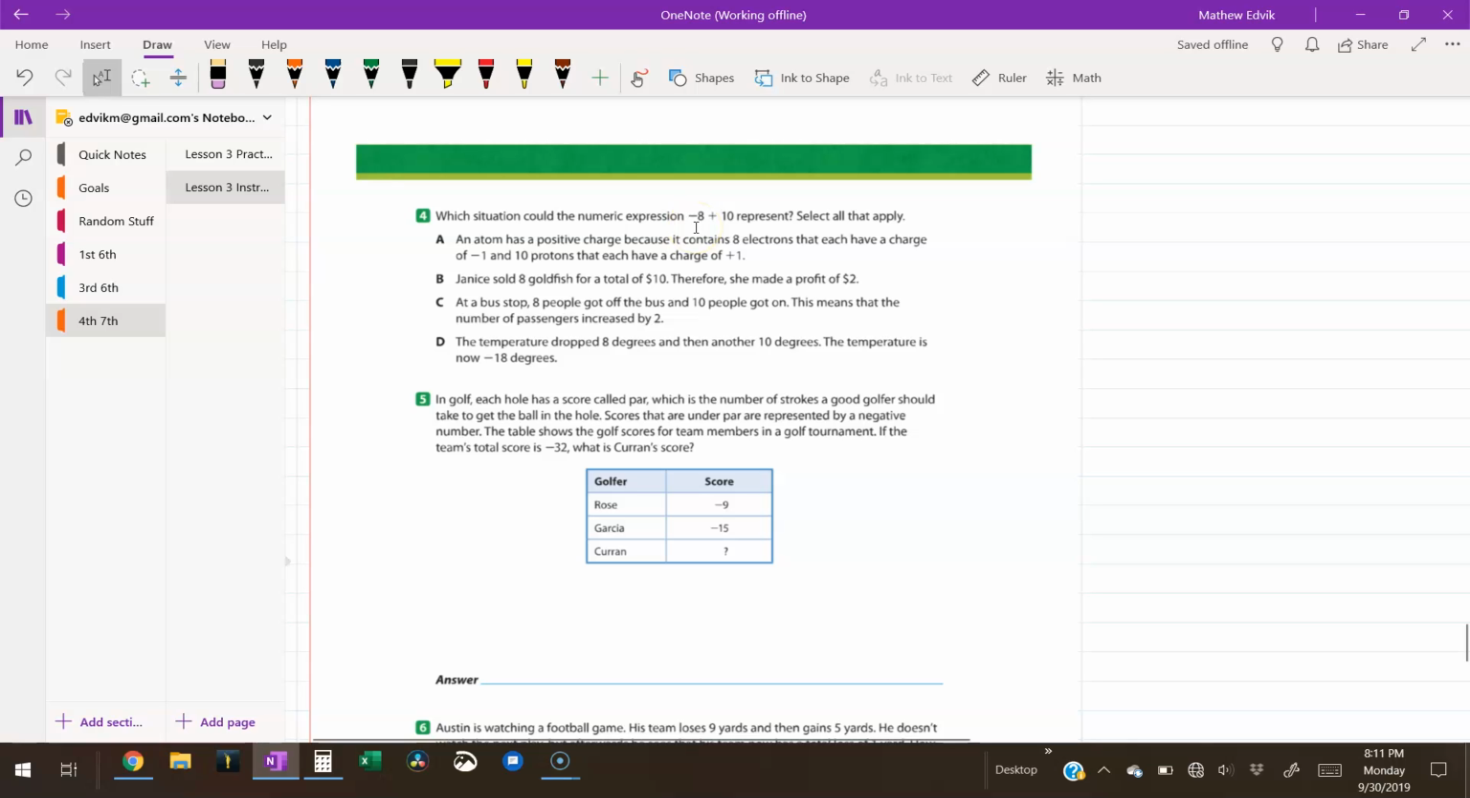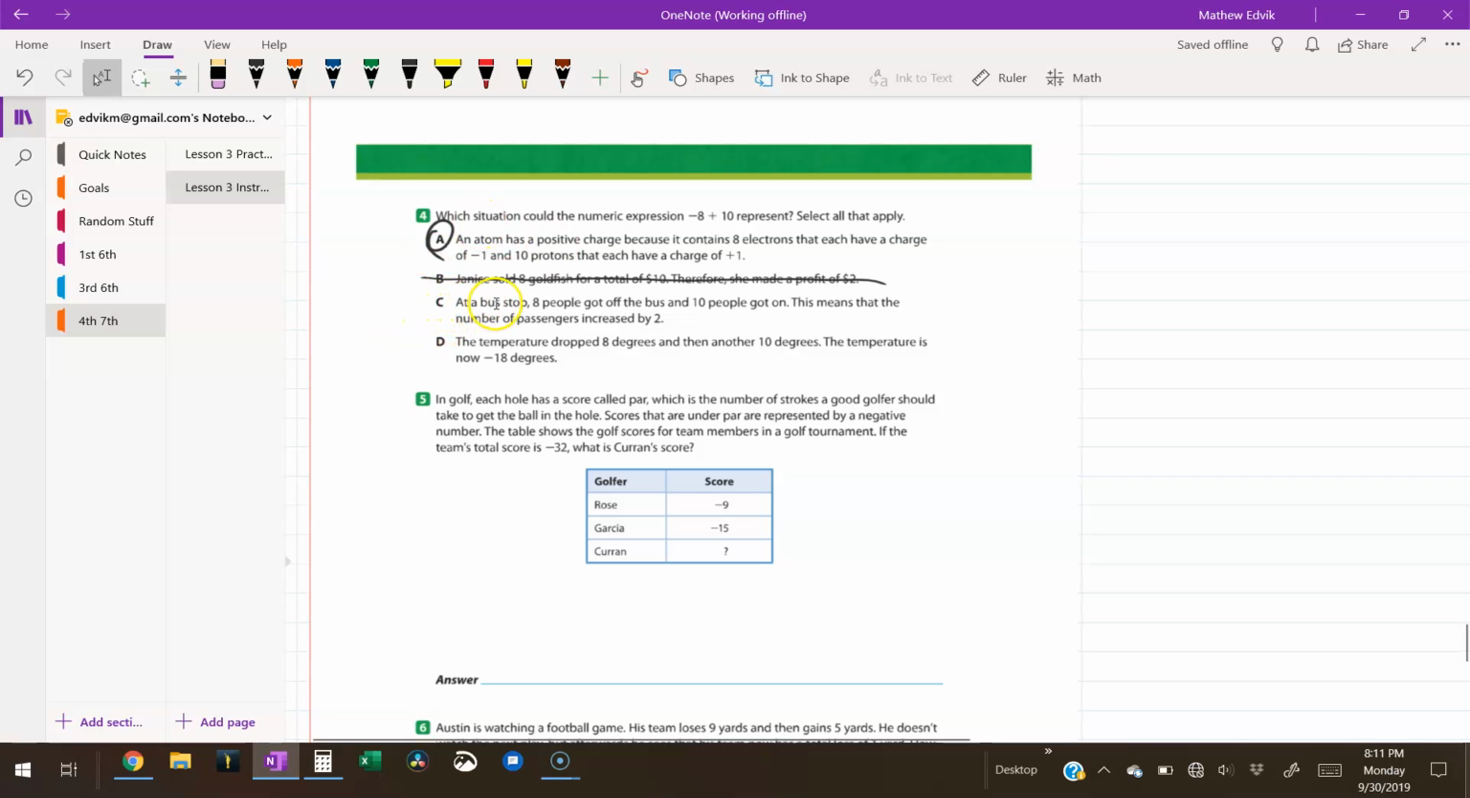So this one, that one works. Janice sold 8 goldfish for a total of $10. Therefore, she made a profit of $2. That one does not work because you're mixing goldfish and dollars, and so these numbers don't represent the same things. So that one does not work. See you later, Janice and your goldfish.